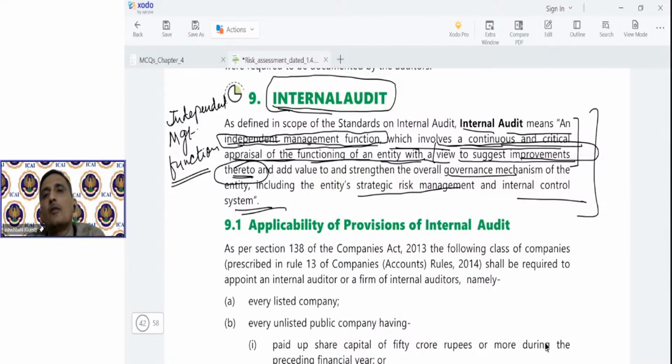So what we have learned? Internal audit is an independent management function. Number 2, it involves continuous and critical appraisal of the functioning of the entity. And number 3, it suggests improvements to the functioning of the entity and adds value to 3 things: to the governance mechanism of the entity, to the risk management system of the entity, and to the internal control.